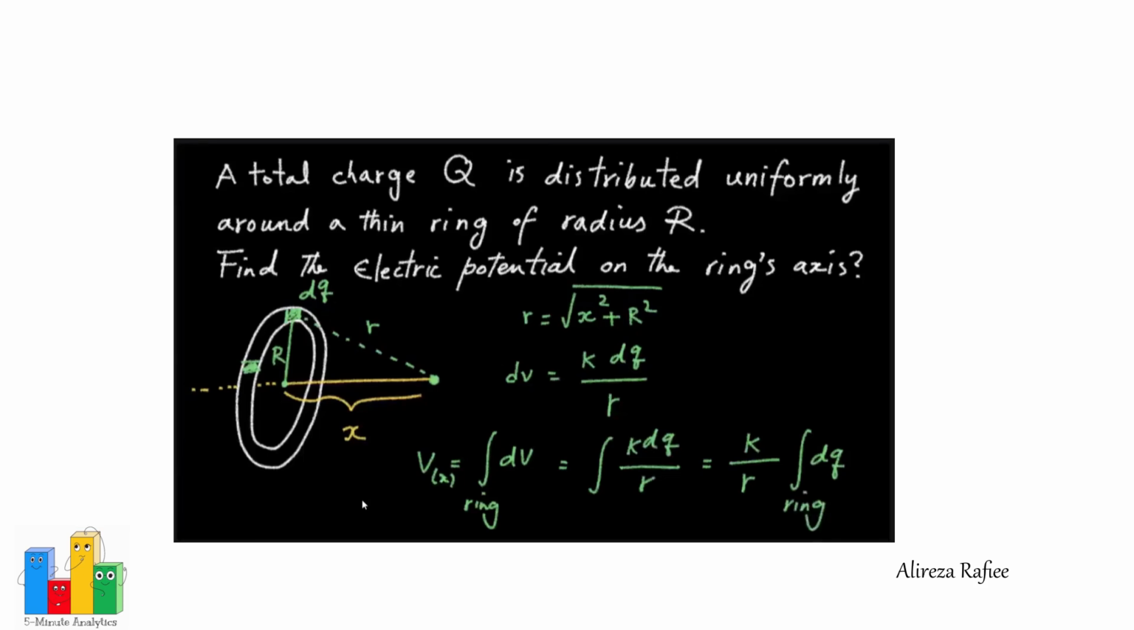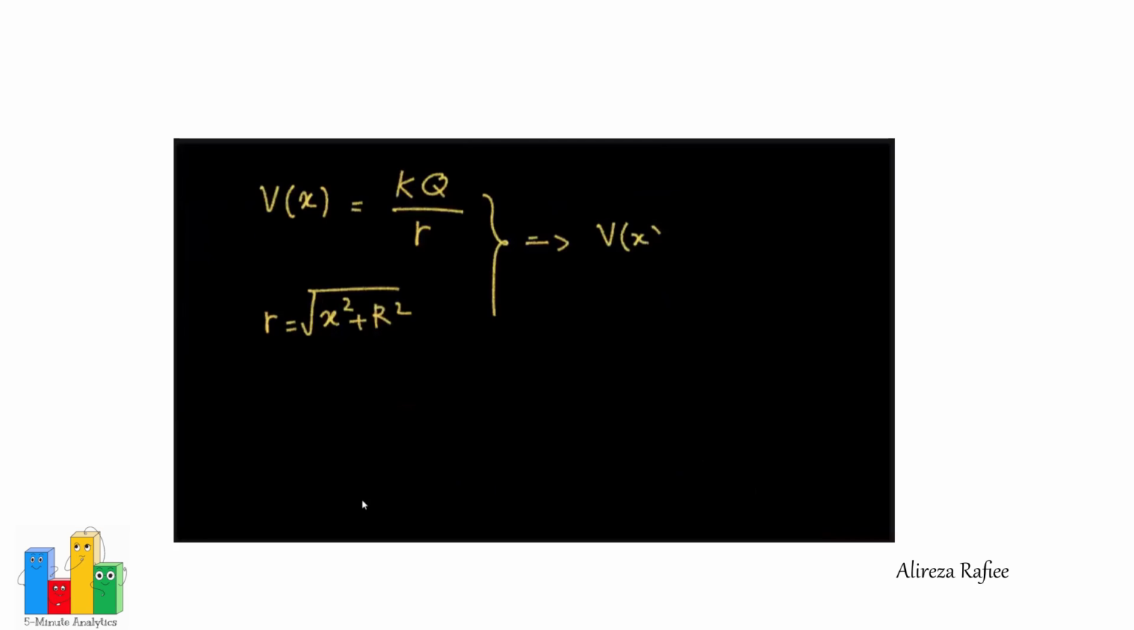Now, this integral is easy. It is the summation of all the charges on the ring, which is technically the total amount of charge on the ring. And so at the end of the day, the electric potential at distance x on the axis would be kQ divided by r. That's exactly what we expected, except we know that r is the square root of x squared plus r squared. Mix them together, and you will find that V sub x would be kQ divided by the square root of x squared plus r squared.